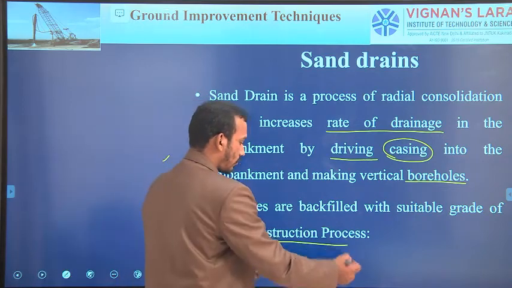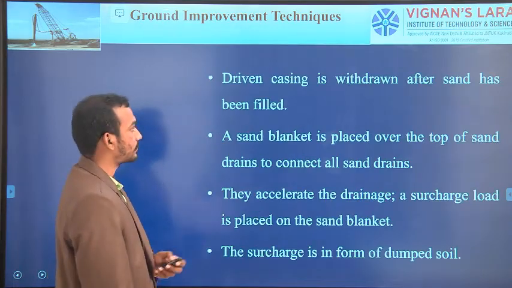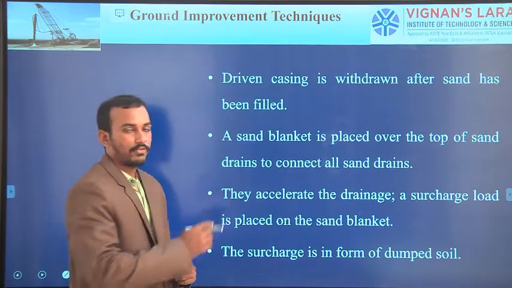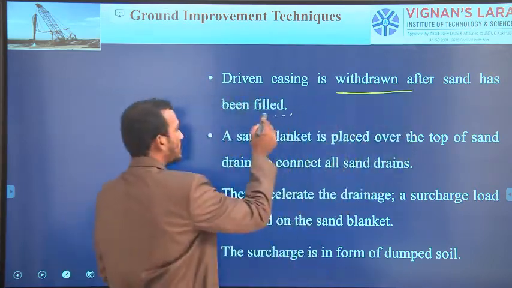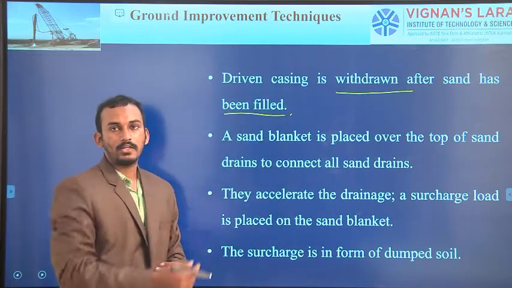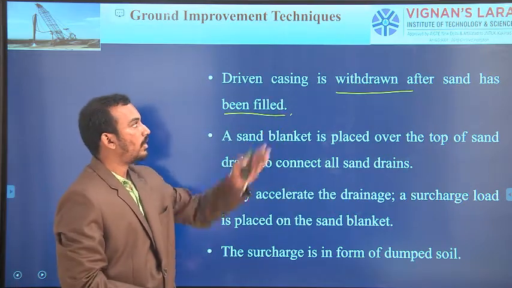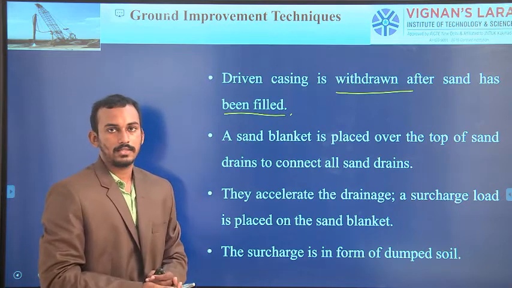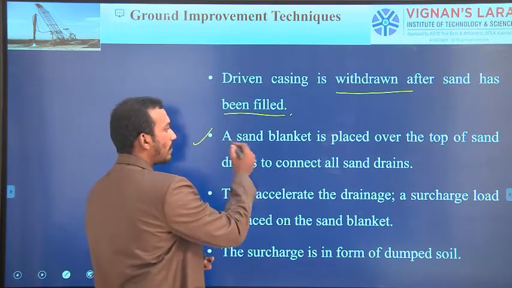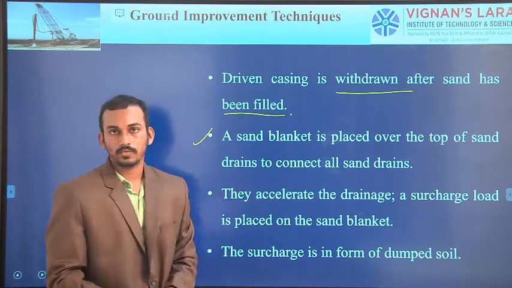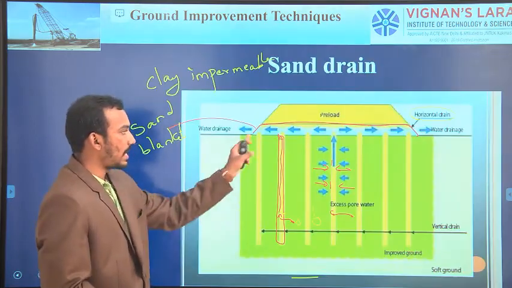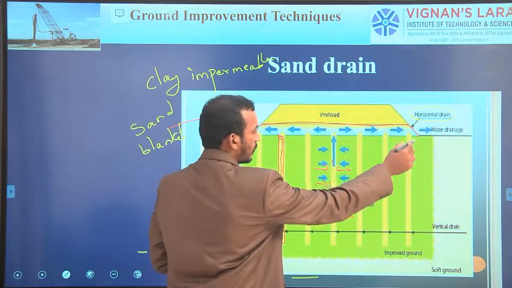Next, construction process. Let's see the construction process. First of all, the driving casing is withdrawn after the sand has been backfilled. Once we fill the sand into the casing, what are we doing? We are just withdrawing the casing. Then a sand blanket is placed over the top of all the sand drains. Okay. See, this is the sand blanket placed over all the sand drains.